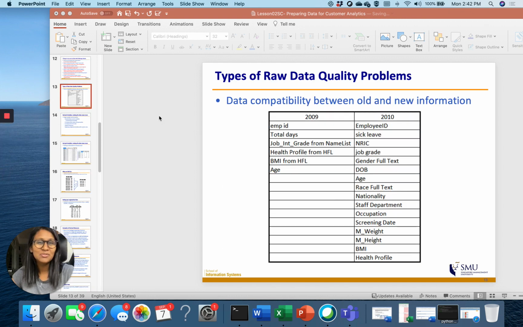As we continue to talk about the type of issues that could be found in the raw data, very often in organizations, especially when you are working with techniques that require a lot of historical information, you might see that there could be compatibility issues between the new and the old information. And that is where the documentation becomes extremely useful.